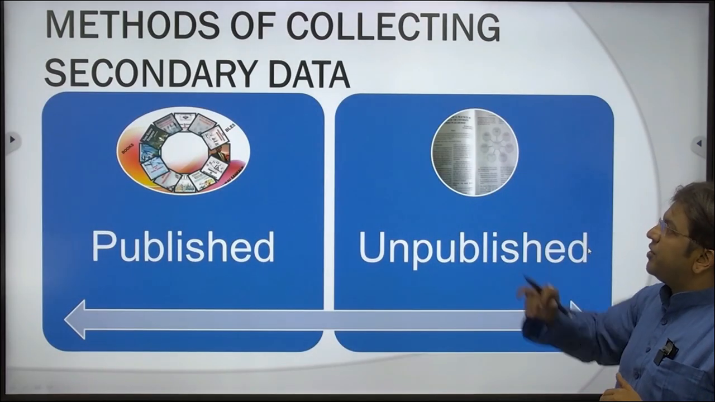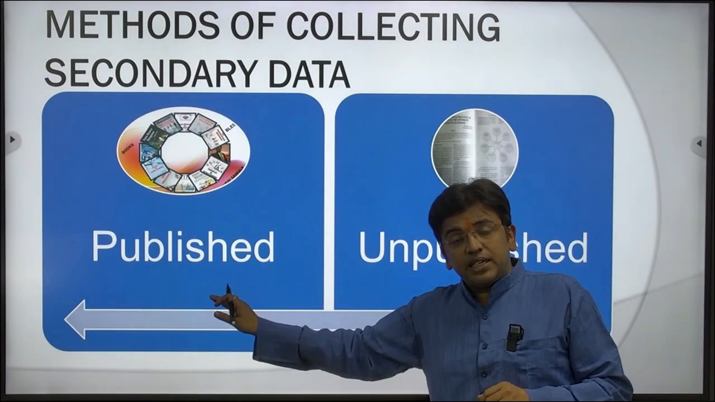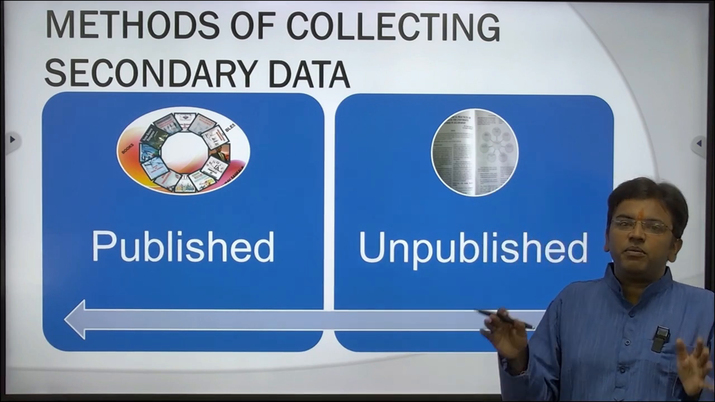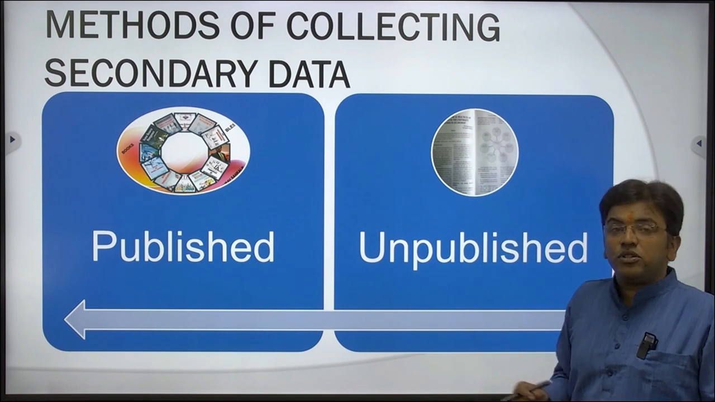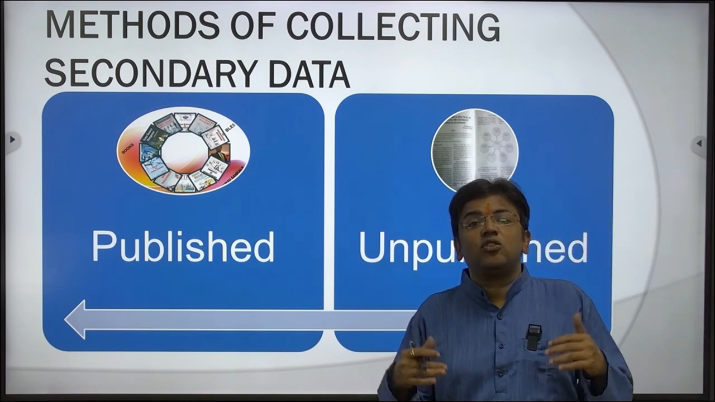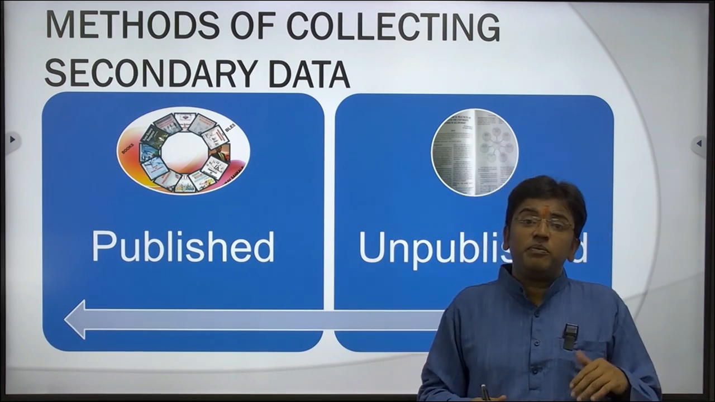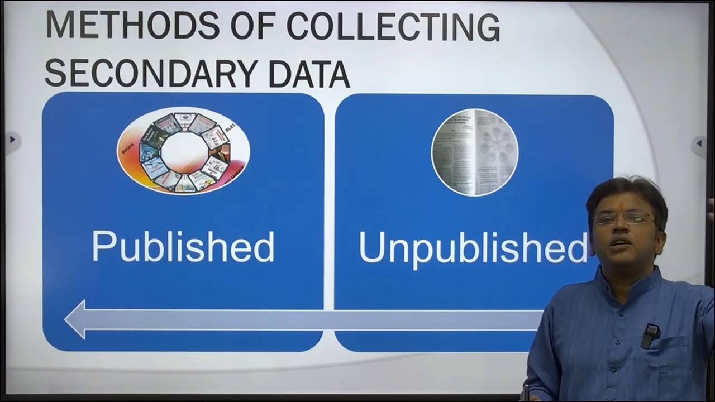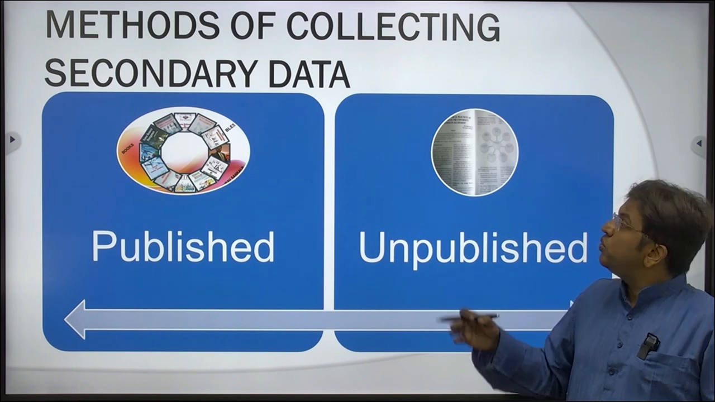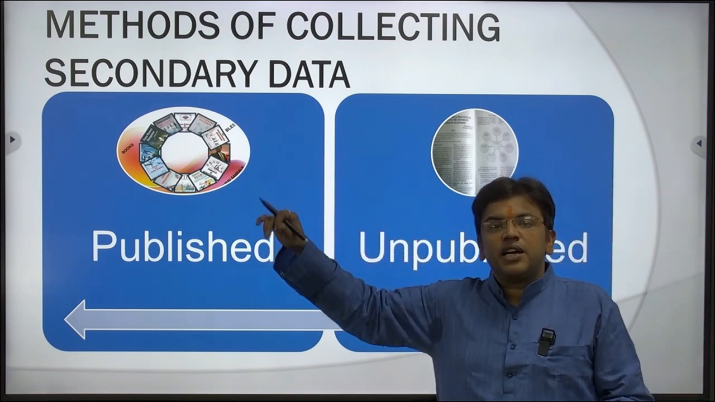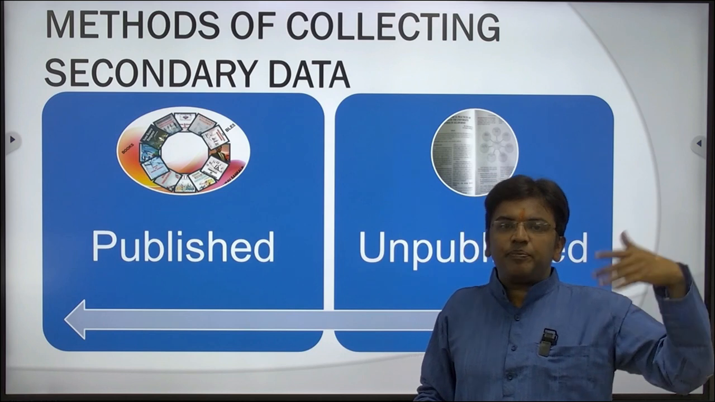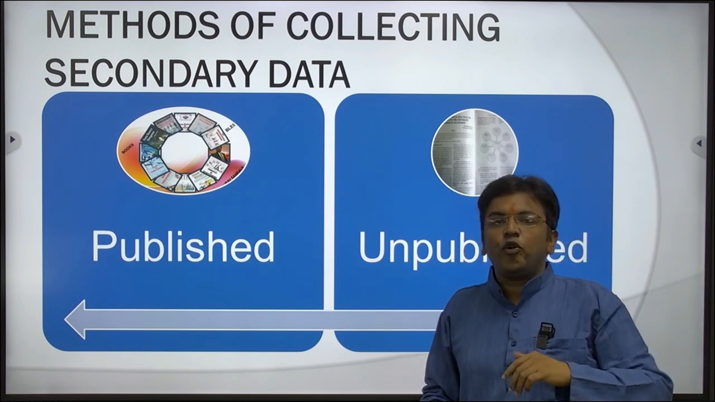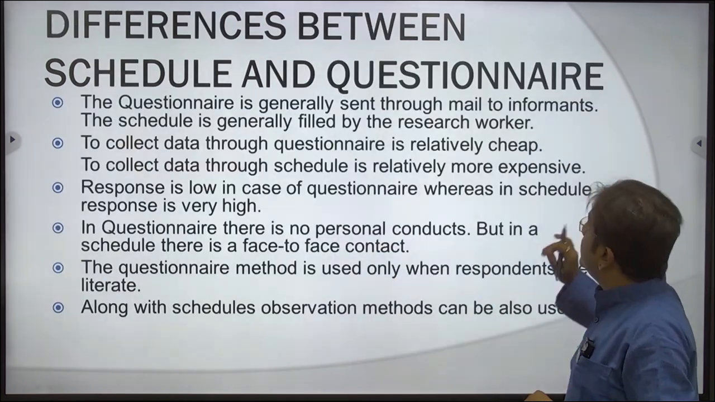Now, methods of collecting secondary data. Published data, as I have told you: any form of secondary data will be published, but sometimes it is unpublished also. For example, the data has been collected by the government of the country but has not been published properly, but you can go to the organization and collect the data from the resource person there. Here also you are collecting secondary data, because it has been collected by another organization or company and you are collecting that data for your study. Therefore, it is secondary data.